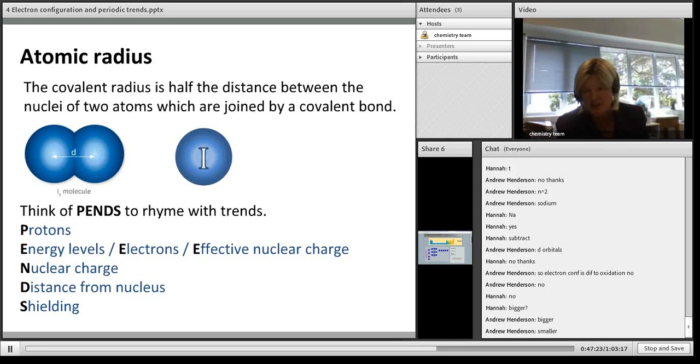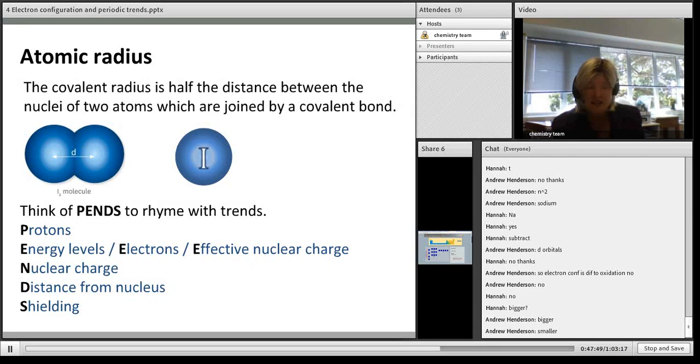They're based on Coulomb's law. And the easiest way to remember is to think of PENS. You've got to talk about periodic trends, so think of PENS to rhyme with it. P is protons. Talk about the number of protons. How many protons? Because that's going to affect the charge. And the N for PENS is the nuclear charge, the charge on the nucleus.